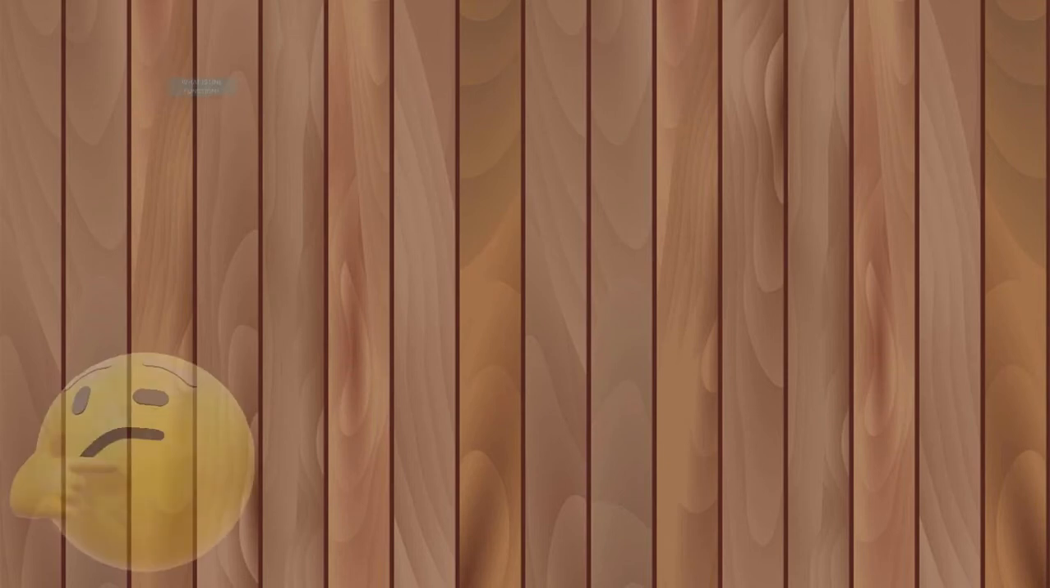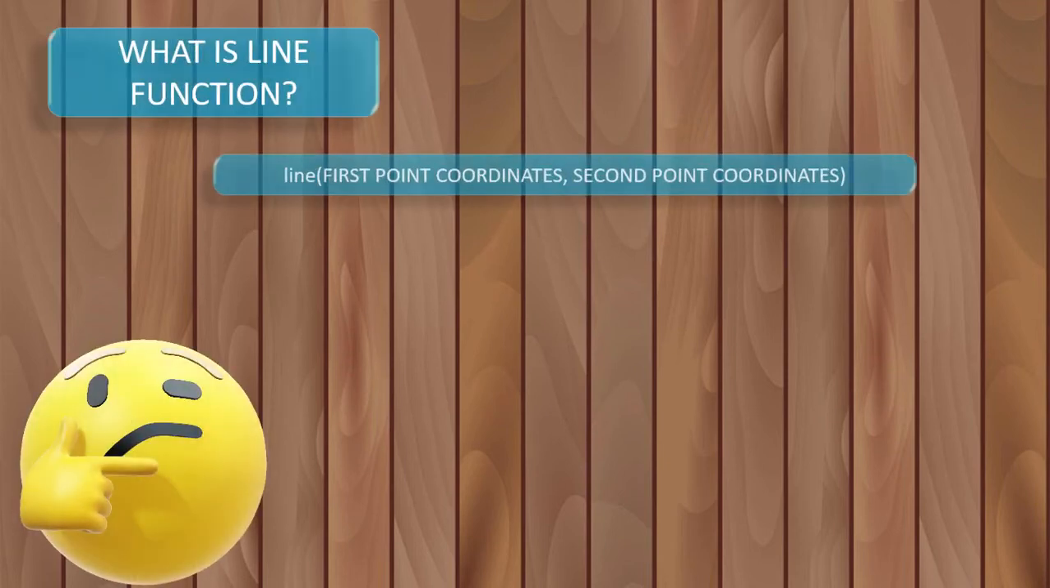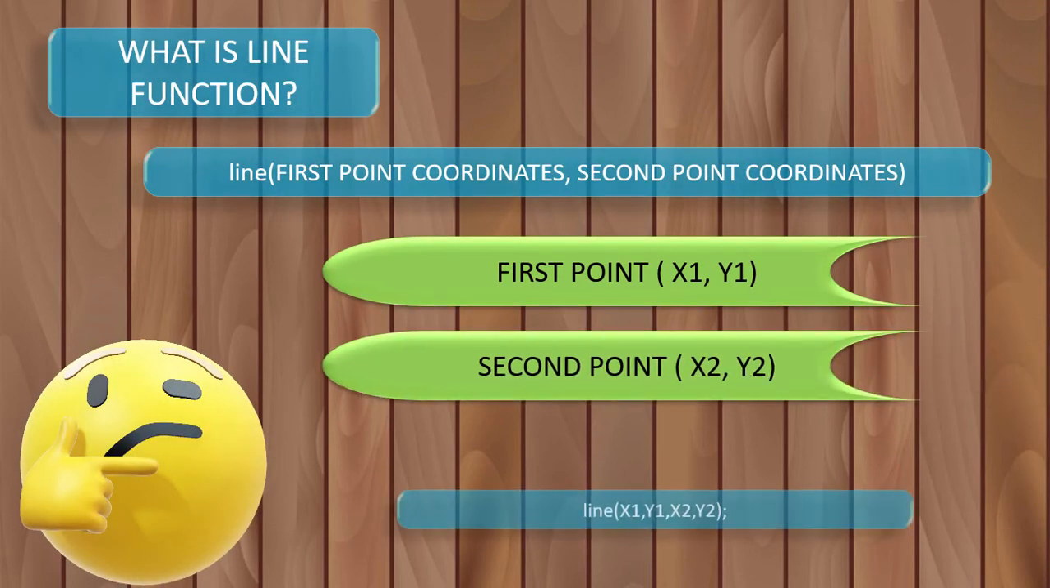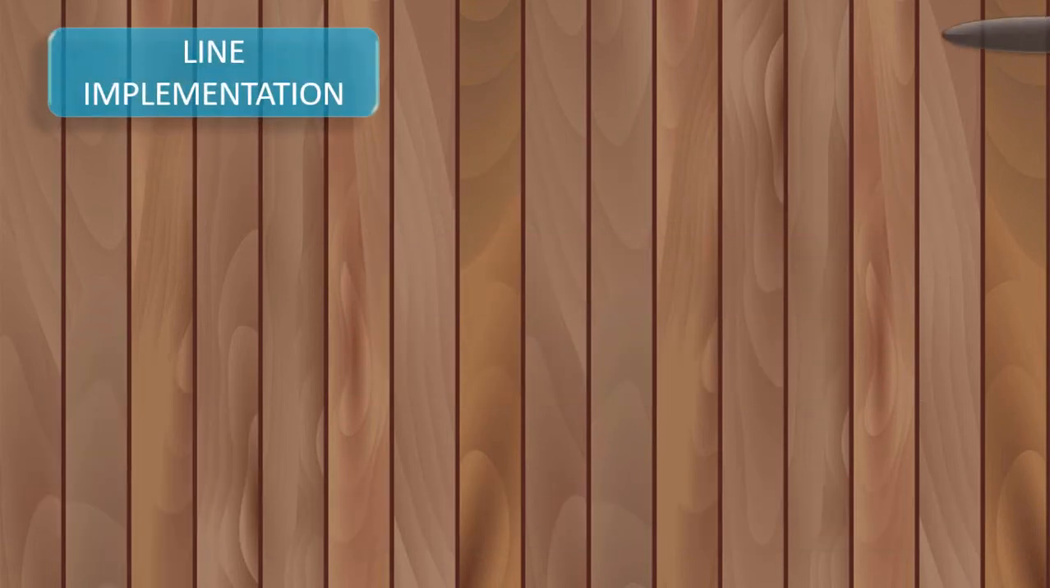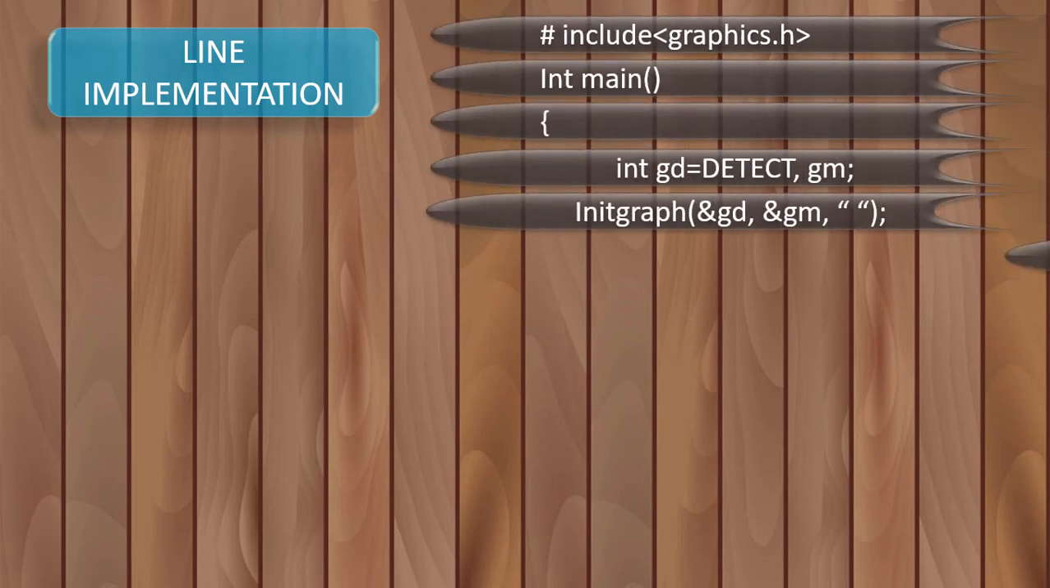So the question arises: what is the line function? The line function has 4 parameters, in which the first two are the first point coordinates and the second two are the second point coordinates. So the first point is x1, y1 and the second point is x2, y2, and the line function will be line(x1, y1, x2, y2). This is the line function that we have to implement. So the actual line implementation is here.